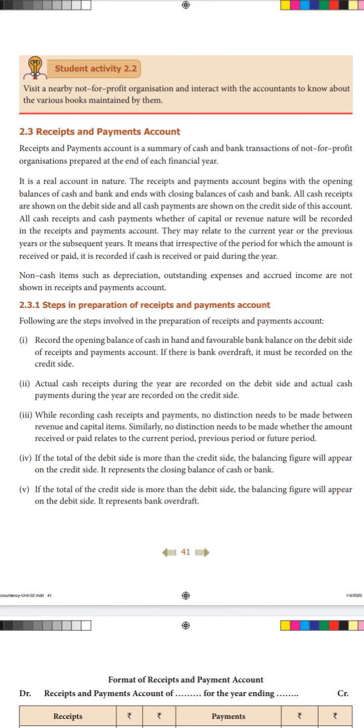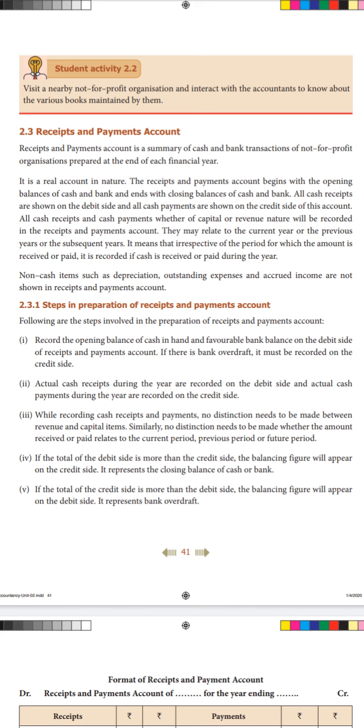So these three are the final accounts that we'll prepare for the not-for-profit organization. In that we'll see the first one, receipts and payments account. The name itself says receipts and payments, which means we have to enter all the transactions, that is all the cash and bank transactions, either we receive or make payment, those transactions are to be recorded in the books of accounts.